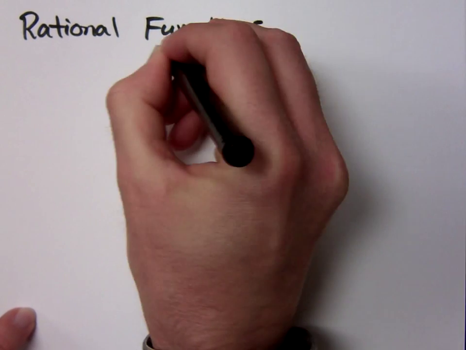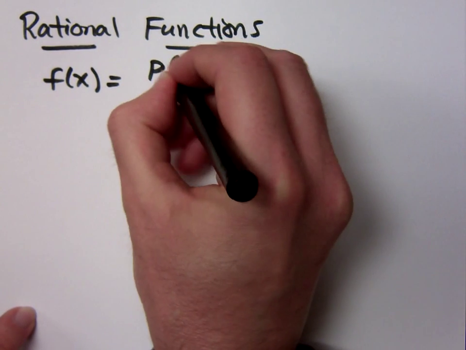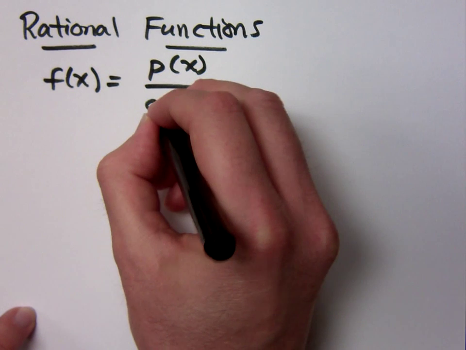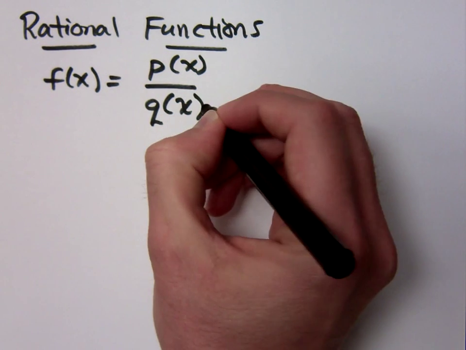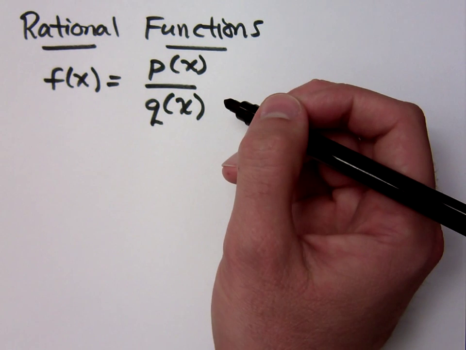So with rational functions, these are functions that can be written as the quotient of two other functions, p of x over q of x. Now what you really want to have here is that you want these to be polynomial functions. Okay?